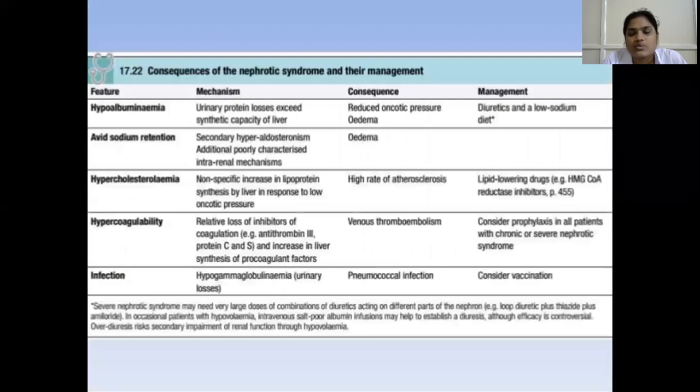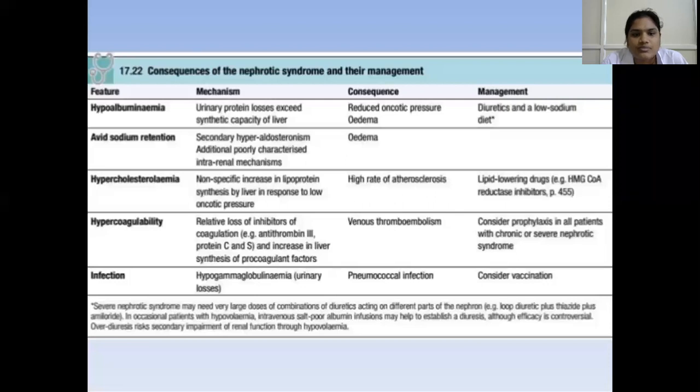So these are the consequences and their management. Hypoalbuminemia: in this, urine protein loss exceeds the synthesis capacity of the liver. This is the mechanism, so it leads to reduced oncotic pressure and edema. Diuretics and a low sodium diet should be given, but diuretics should be given cautiously. Avoid sodium retention, so that's why we are giving a low sodium diet. It is due to secondary hyperaldosteronism, edema.